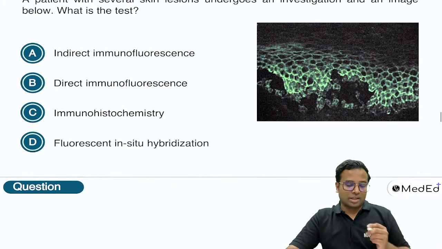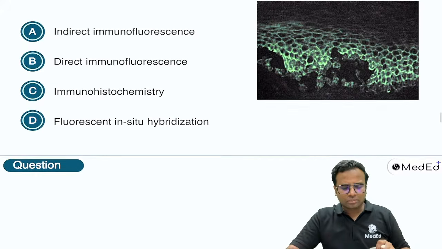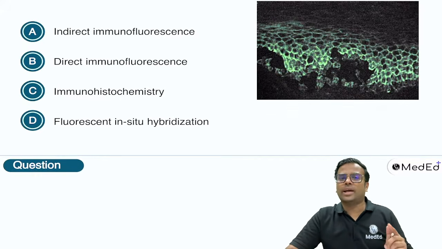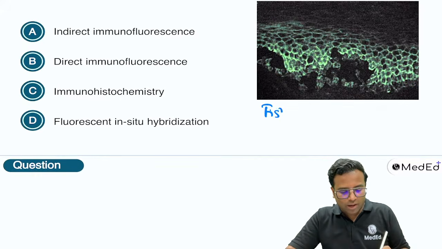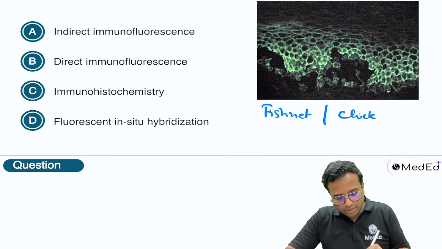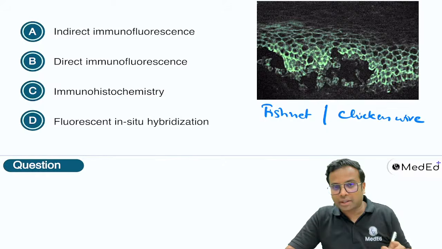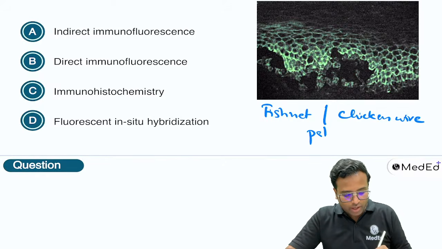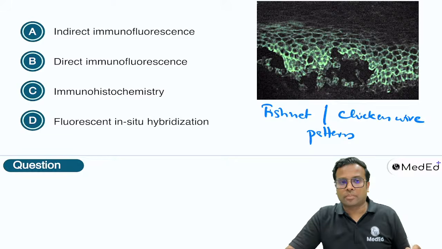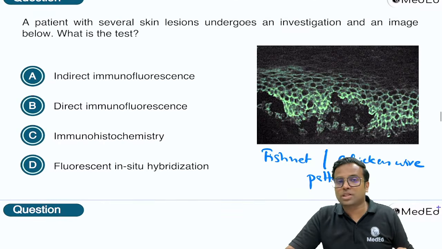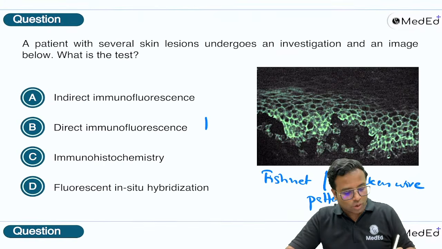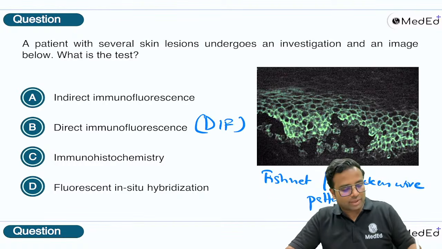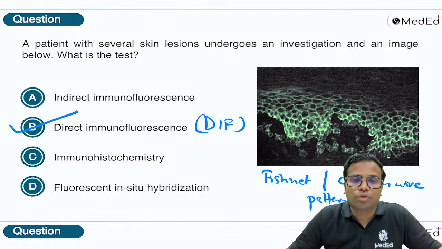Now this is the image which we discussed a while ago. This is what we call the fishnet pattern or the chicken wire pattern. Fishnet pattern or the chicken wire pattern. Okay, and what is this investigation? Yes, this is called DIF, that is direct immunofluorescence. It is mostly done in vesiculobullous diseases.